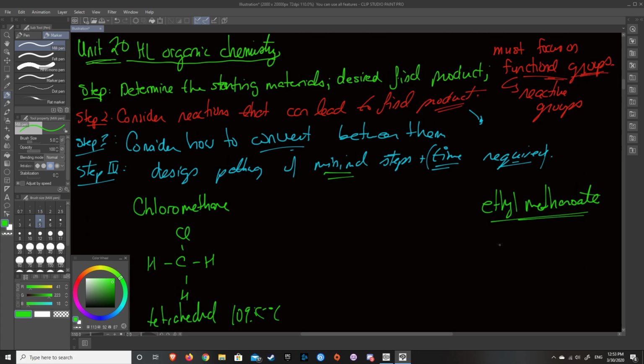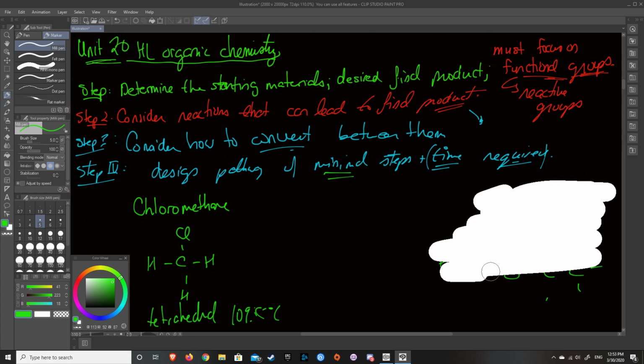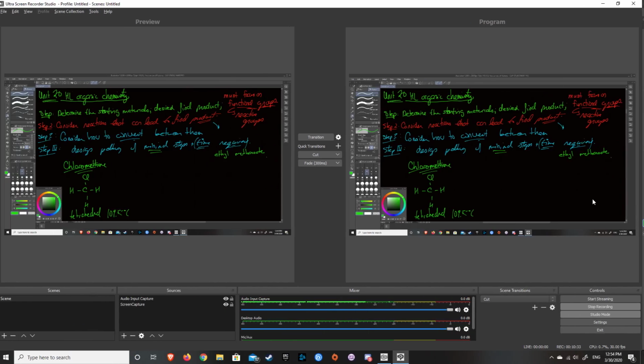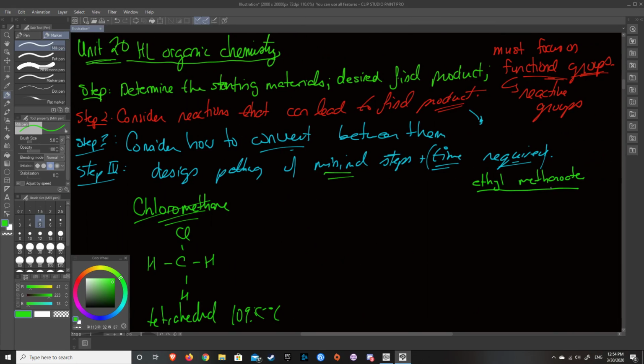So how to draw that out? If you forget, it's COOCC. So that's ethyl methanoate. So we can break this up into what we'd need to react to form it. I'm just going to erase this and move this structure up a little bit. So basically, our starting product is chloromethane, and our final product, I'm going to draw it a little bit smaller, ethyl methanoate. I'm just going to make sure this is still recording. Okay, we're good.